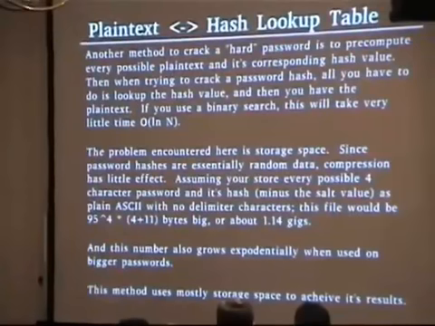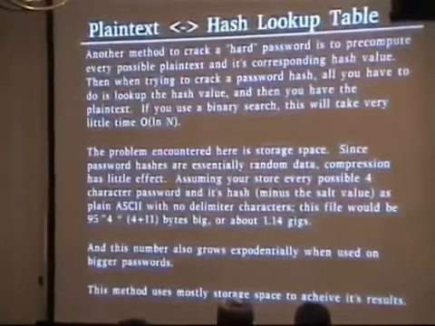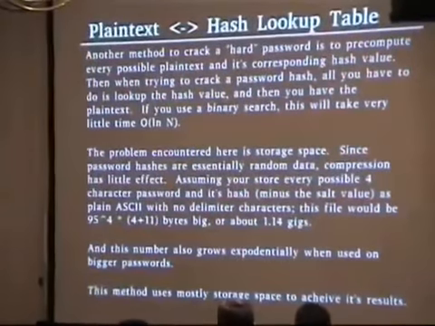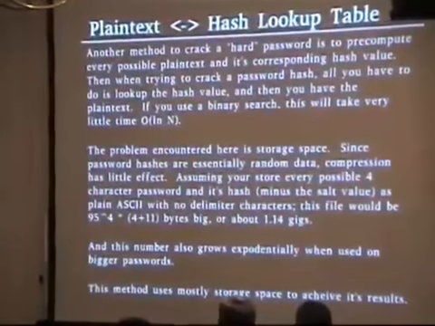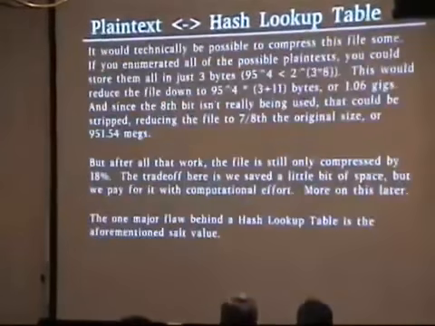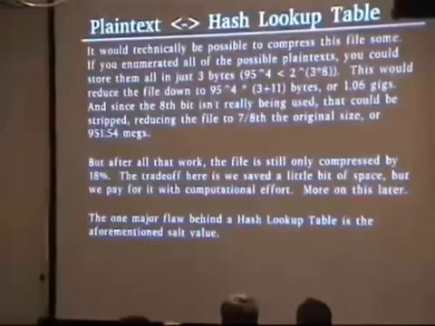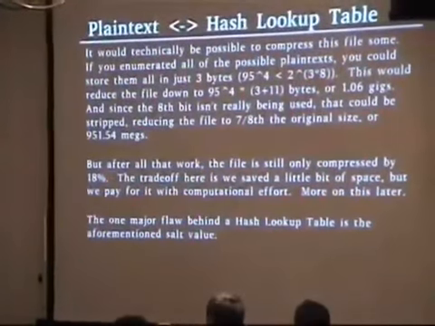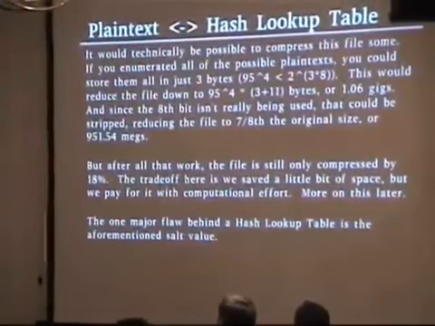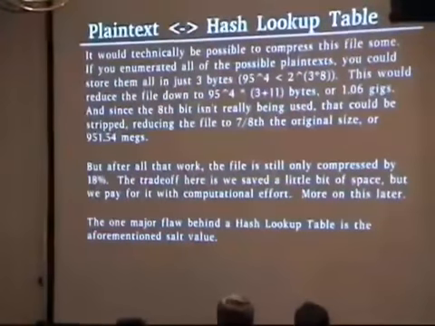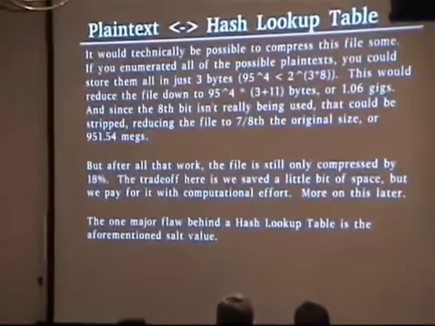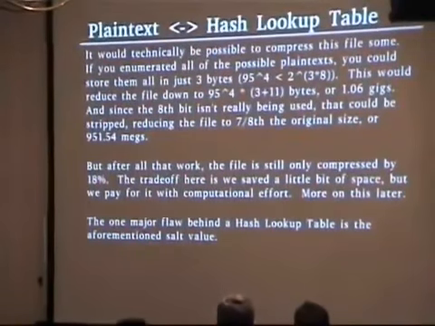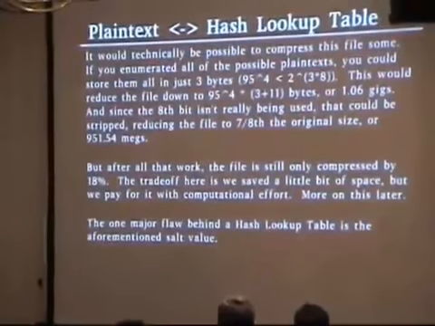So this method mostly uses storage space, and doesn't need that much computational power once you already have the lookup table. So, compression. You can compress this a little bit. If you enumerate all the possible plaintexts, then you don't have to even store them. You can reduce that down to just 3 bytes because 95 to the 4 is less than 2 to the 3 times 8. So all those can be enumerated in 3 bytes.